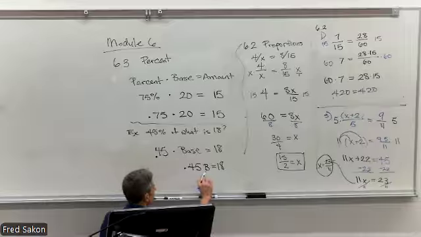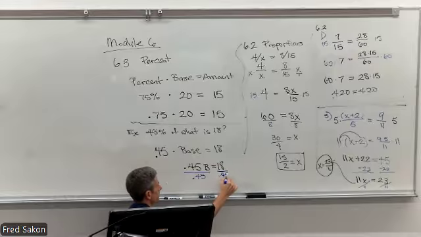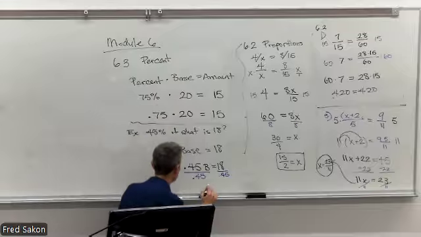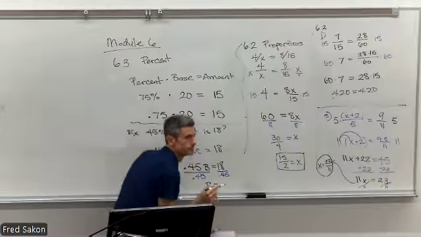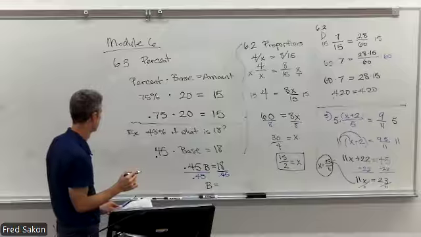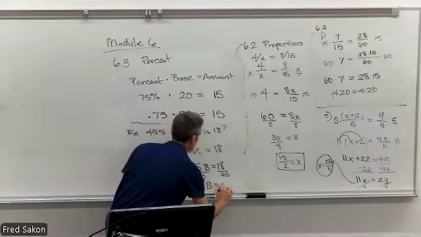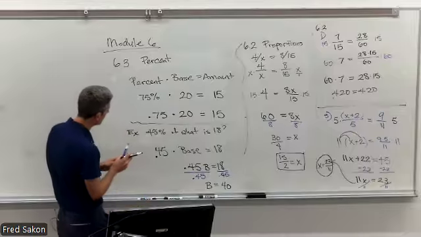Number times variable equal number. What do I do? Over here, divide, right? Divide that number which is multiplied on the variable on both sides. So we're dividing 0.45 here. And what do we get? 18 divided by 0.45. Hmm, 40. So there we got it, 40.